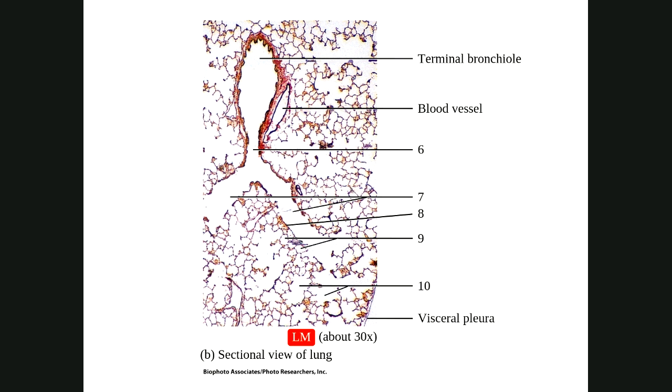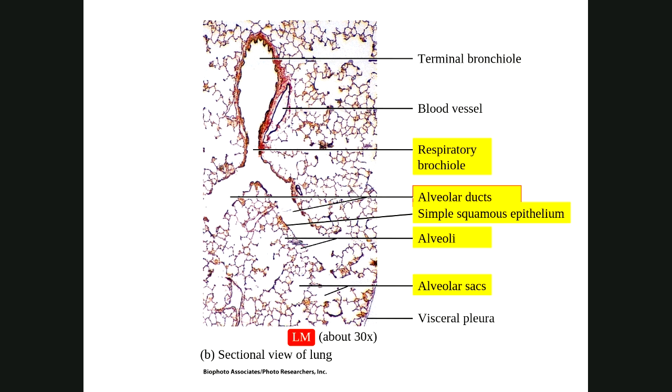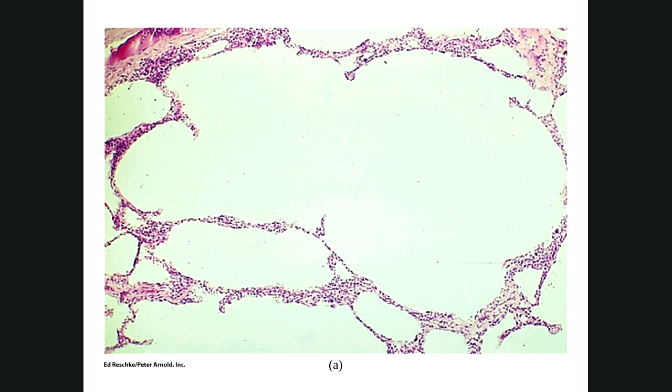Okay, so here's a terminal bronchiole, the smallest bronchiole here. Here's a blood vessel, and it's a lot, right? Here are the bubbles. So here are the clusters in a cross section. These are your alveolar sacs, alveoli, and then it is simple squamous epithelium, right? They're the simplest, thinnest in the alveolar ducts that you can get.